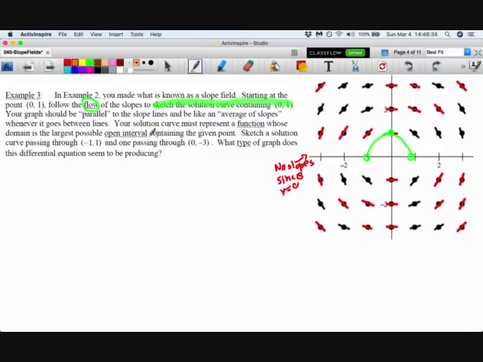Whose domain is the largest possible open interval containing the point. That's why I had to go both ways. That's all that means. Make sure you go both to the left and to the right of the point until you can't, until you hit a wall. Sketch a solution passing through -1, 1. That's the next one we'll do together.